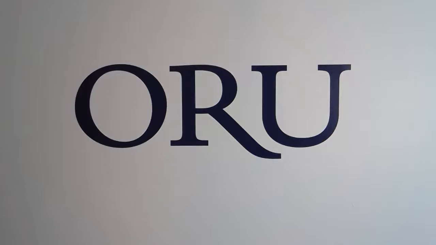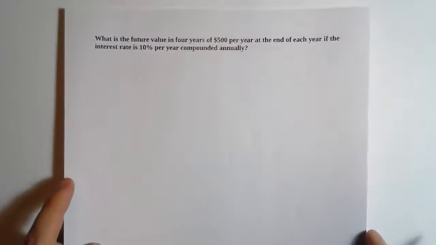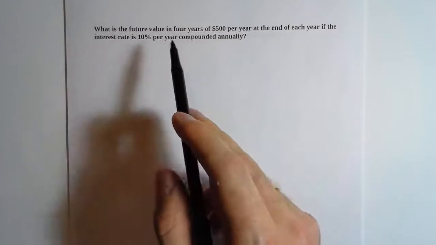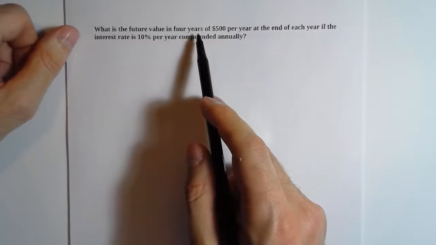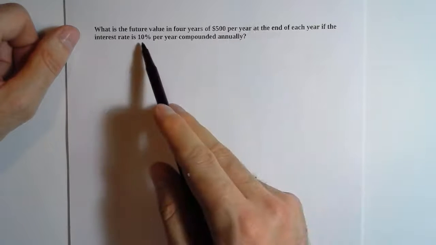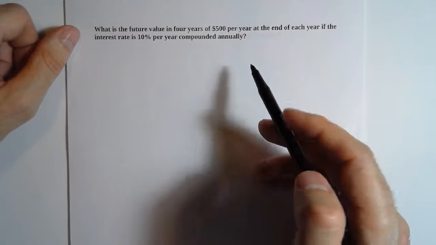Alright, so in this video we're going to go through how to find the future value of an annuity. So in this case what we have is an annuity of $500 per year. So we're trying to find the future value in 4 years of $500 per year at the end of each year. The interest rate is 10% per year compounded annually.